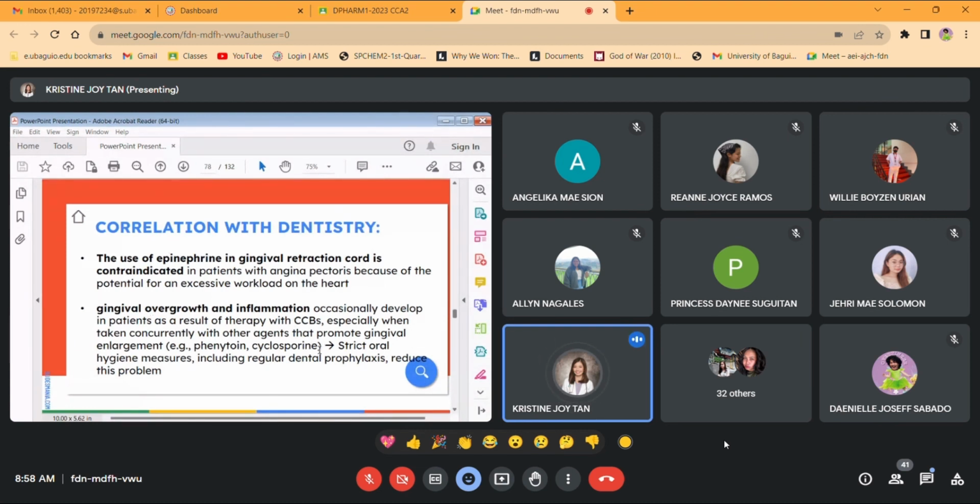So, of course, when you encounter a patient with this complaint, and it turns out the patient's maintenance therapy is calcium channel blockers along with other drugs, of course, you know what to say. You advise strict oral hygiene measures like dental prophylaxis to be able to reduce the problem. Because some patients cannot avoid using maintenance therapy like calcium channel blockers. So, what you can suggest to your patient is to do regular dental checkups with you to prevent this and to prevent worsening of their side effects.